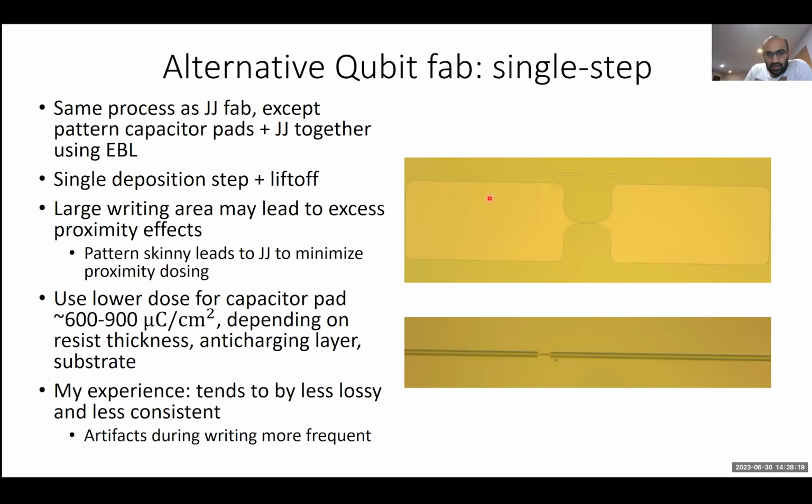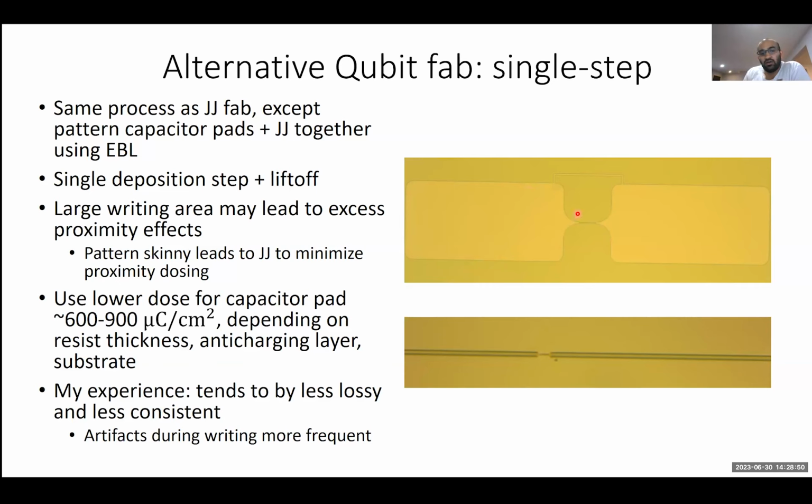So the process ends up being pretty straightforward. You use a lower dose for the capacitor pad, around 600 to 900 microcoulombs per square centimeter, which of course depends on resist thickness, the type of anti-charging layer you use, and the substrate that you use. In my experience, I usually opt not to make transmons this way because they tend to be more lossy and also less consistent.